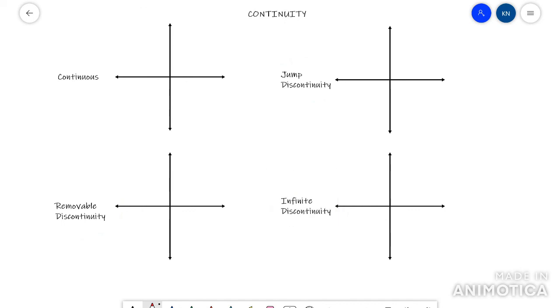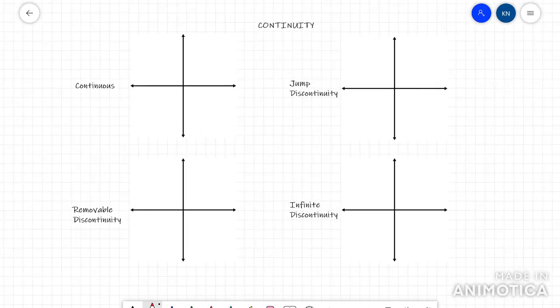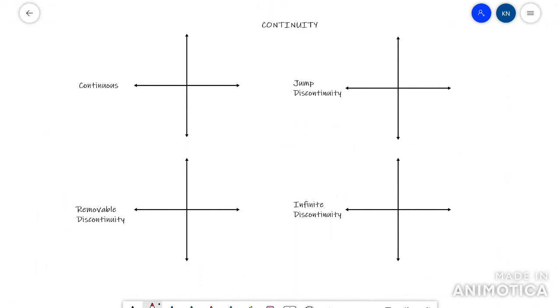Continuous means there's no breaks or jumps or anything in the line. It could look something like this. It could just be a straight line. As long as there's no jumps or holes or anything, it's not a problem. It's continuous. So this would be an example of a continuous line.